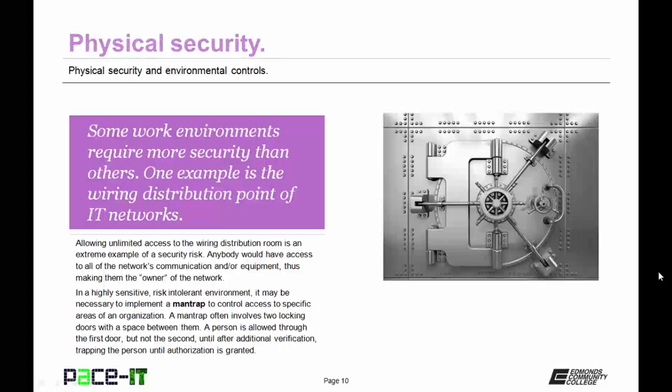In highly sensitive, risk-intolerant environments, it may be necessary to implement a man trap to control access to specific areas of the organization. A man trap often involves two locking doors with a space in between them. A person is allowed through the first door, which then locks behind them, but not the second door until after additional verification has occurred. This traps the person until authorization is granted.